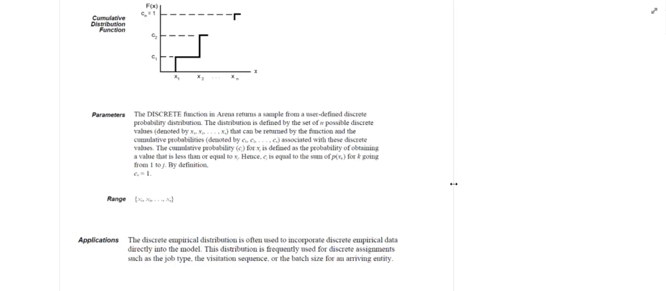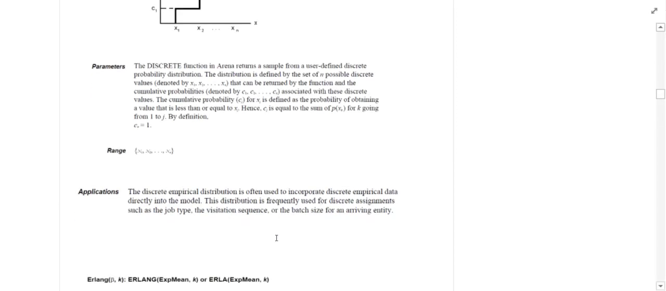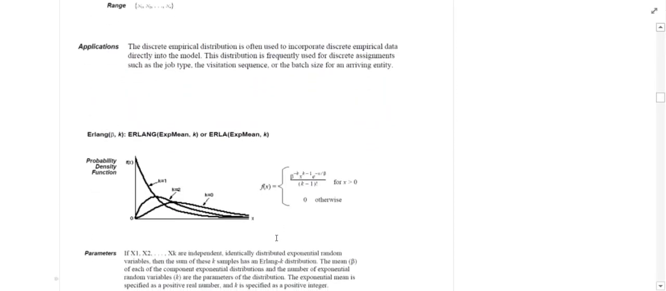This distribution is frequently used for discrete assignments such as job type, visitation sequence, or batch size for an arriving entity. And again, if I've got the data, utilize it. Okay.